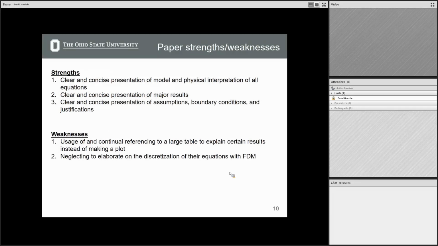Strengths of this paper. It has a very clear, very concise presentation of the model and the physical interpretation.